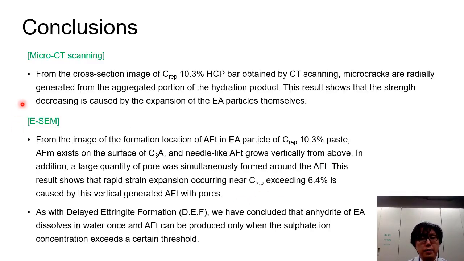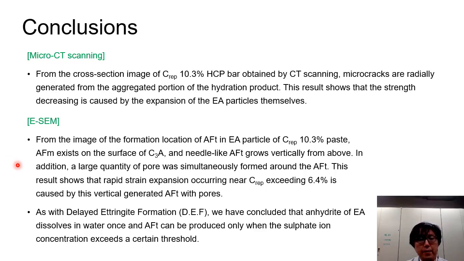And from the cross-section image of a replacement ratio 10.3% hardened cement paste bar obtained by CT scanning, microcracks are radially generated from the aggregated portion of the hydration product. This result shows that the strength decrease is caused by the expansion of the EA particles themselves.